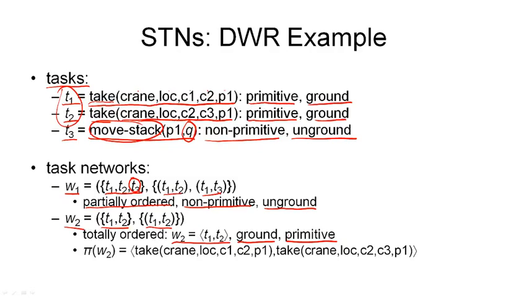So this is a totally ordered ground primitive task network, and that means we can immediately derive the plan that accomplishes this task network. And this is pi of W2, as defined earlier, simply consisting of the two actions that have the same name, the syntactic expression describing this action, as the two tasks in the task network. So now we know what tasks are, and we know how to form networks out of these tasks. And for some of these networks, we even know how to form plans that accomplish these task networks.